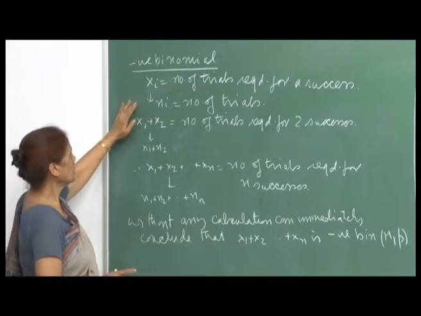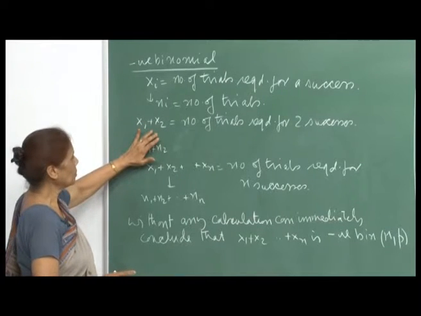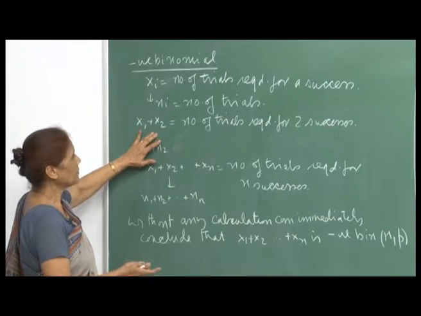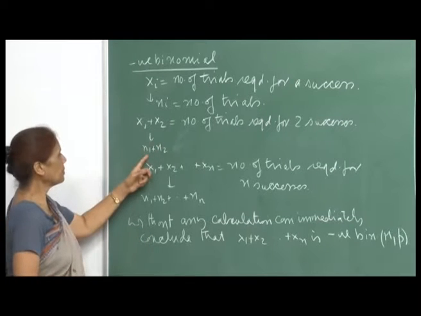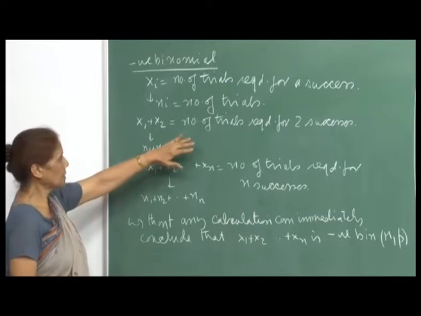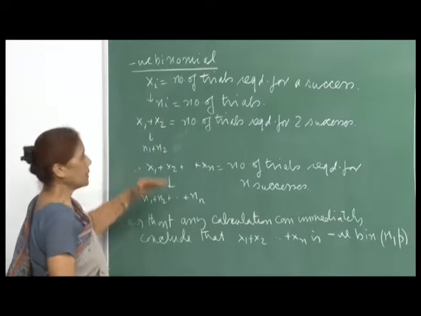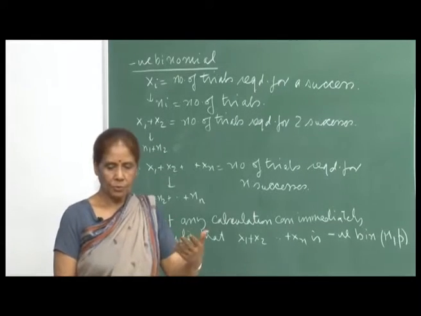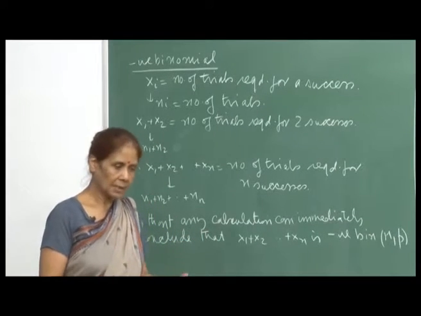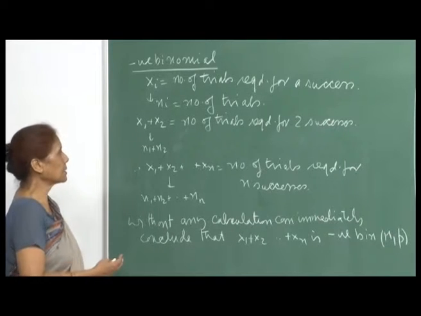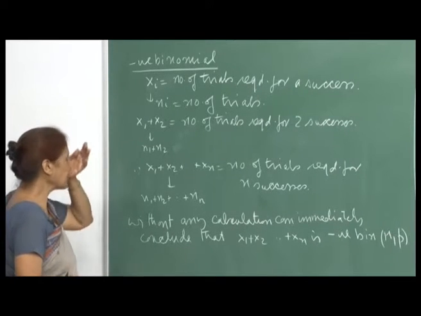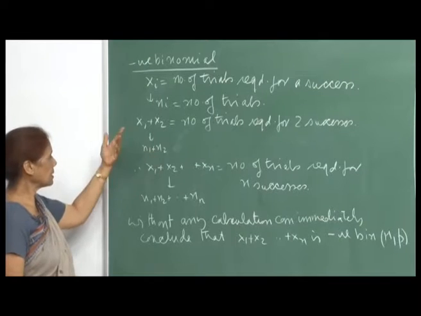So, then you see when you say x1 plus x2, this will be the number of trials required for 2 successes, and that number will be n1 plus n2. So essentially, when I wrote that the sum x1 plus x2 is negative binomial 2, p, the understanding is that you want 2 successes, and therefore the number of trials will be equal to n1 plus n2.